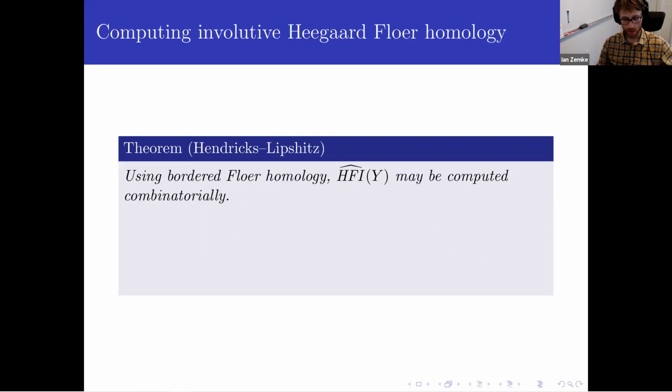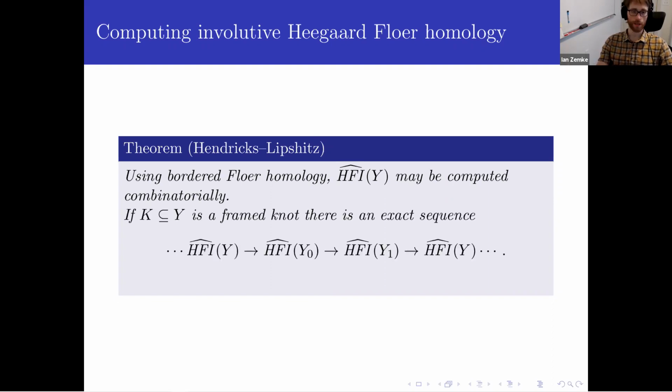So another step which led to a lot of computations was due to Hendricks and Lipshitz. They used bordered Heegaard Floer homology to compute HFI hat of Y, the hat version where you set U equals 0. They gave a combinatorial way of computing this based on bordered Heegaard Floer homology. And they proved an exact sequence: if you have a framed knot, there's basically a surgery exact sequence. Y0 and Y1 are the surgeries of K according to whatever framing you picked. So it increments the framing by 1.